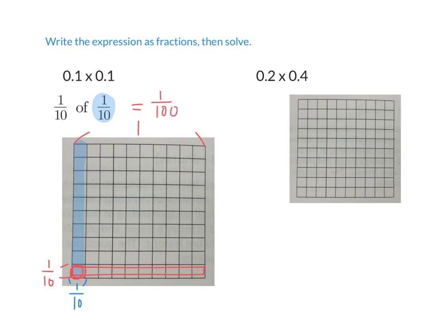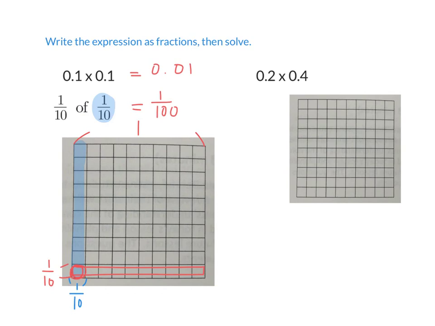Okay, so we can see that 1/10 times 1/10 is 1/100. How could I write the answer in decimal form? Well, it would be 0.01. You don't have to draw the grids in your notebook, but please write down the numbers. Now let's take a look at this next example.